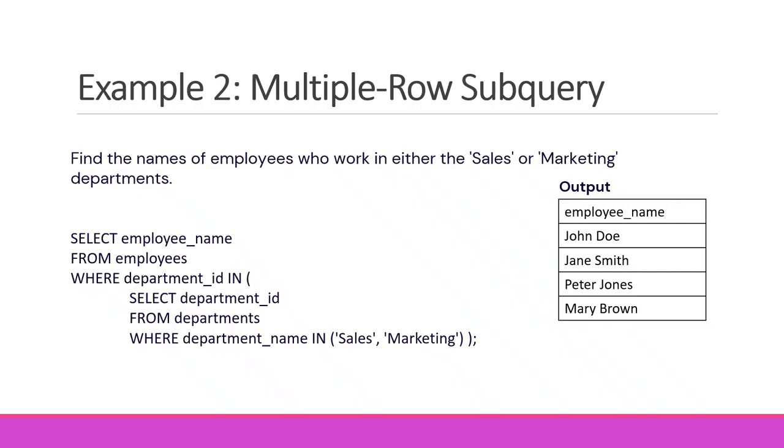The inner query retrieves the department ID for both the sales and marketing. That is department ID 10 and 20. It gives two rows output. The outer query then selects employee name from the employees table where the department ID is either 10 or 20. So the output is John Smith, Jane Smith, Peter and Mary Brown, who are the employees of sales and marketing department.